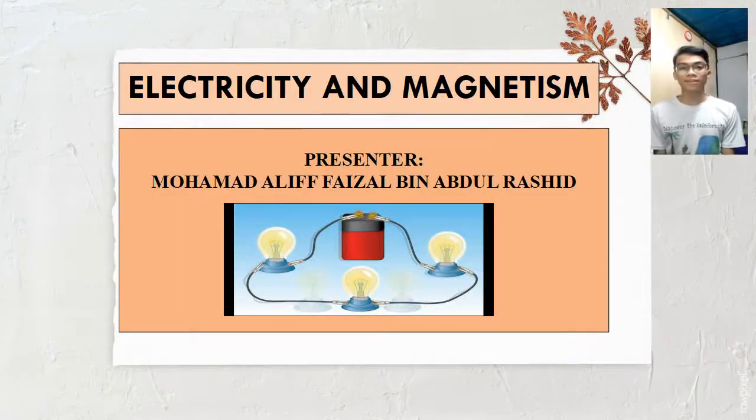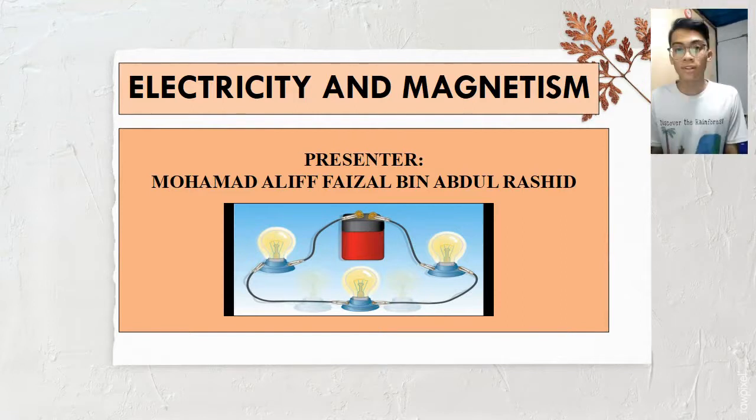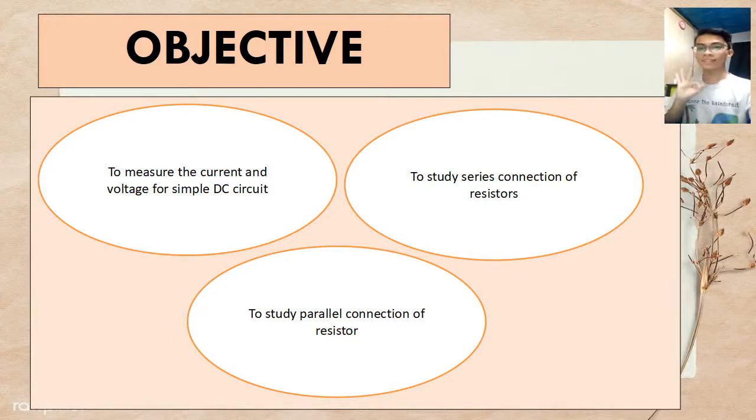Assalamualaikum warahmatullahi wabarakatuh. My name is Mama Ali Faizal Abdul Rashid, and I will present to all of you experiment 3, which is electricity and magnetism. There are three objectives for this experiment. First, to measure the current and voltage for a simple DC circuit. Second, to study the series connection of resistors. And third, to study the parallel connection of resistors.